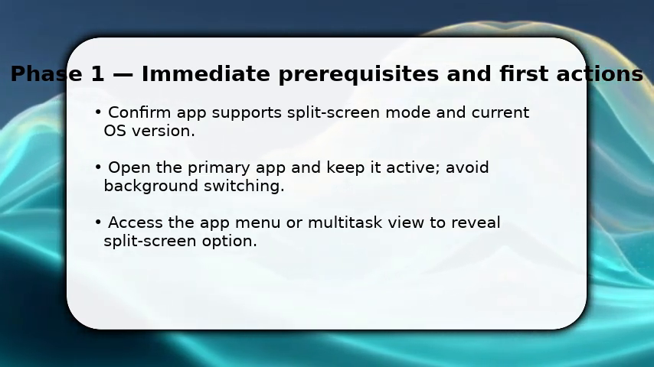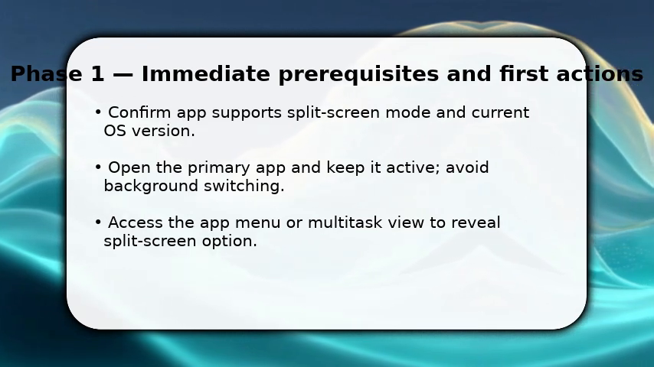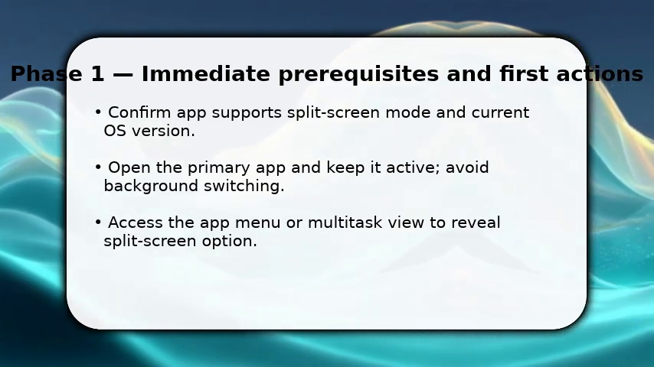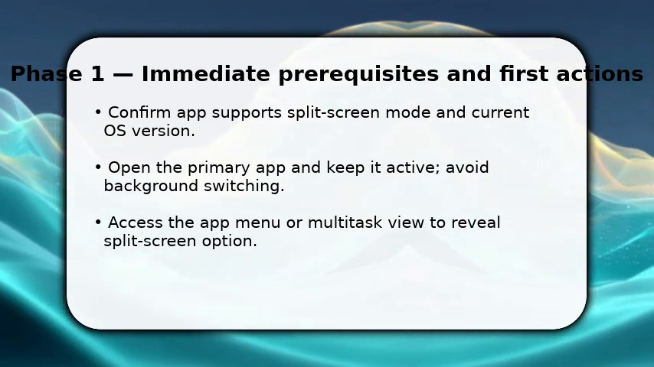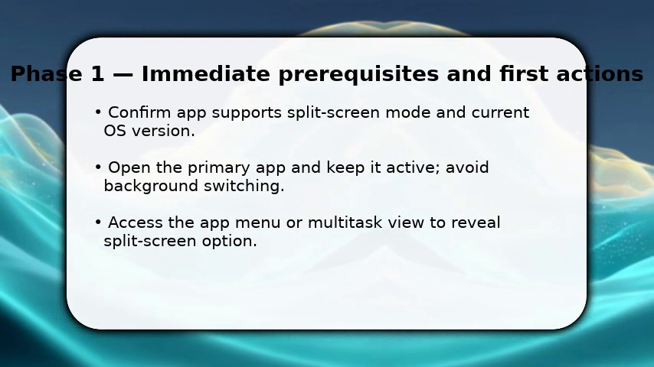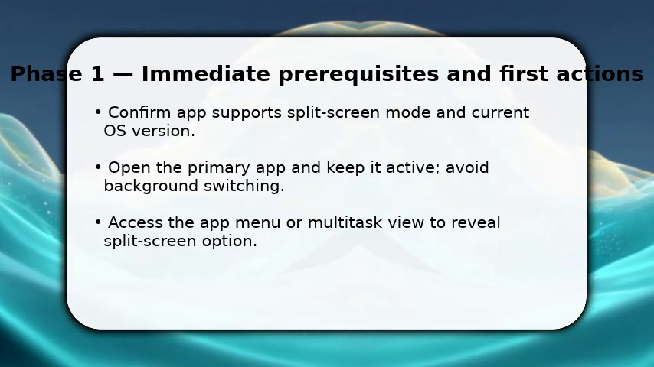Make sure to position the device in a stable orientation. Many interfaces change options when rotated. Now locate the explicit split screen or drag to top handle. That is the control that begins the pairing process.